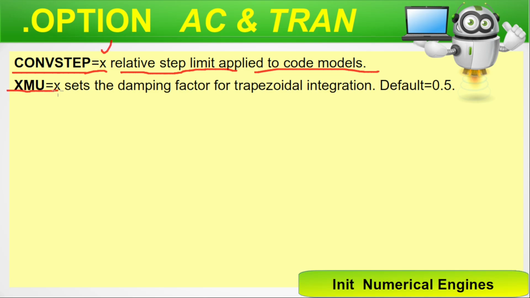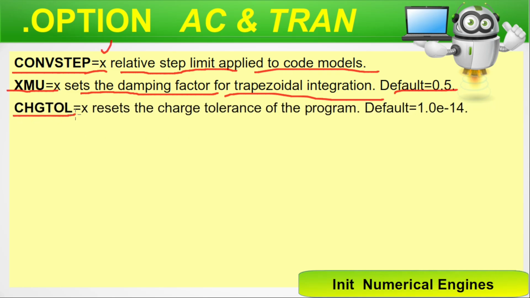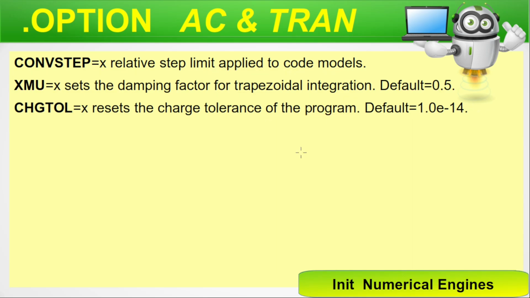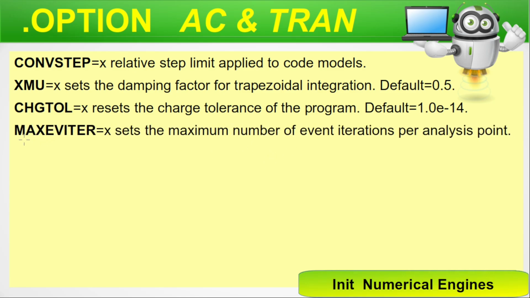Next is XMU equal to X, which sets the damping factor of the trapezoidal integration. These are all related to the numerical calculation. Default is 0.5. CHGTOL equal to X resets the charge tolerance of the program. Default value is this. These are more advanced options. You may not require them in the initial stages of your SPICE simulation. You may require them at some later point where you are doing a functional simulation. Next is MAXEVTITER equal to X, which sets the maximum number of event iterations per analysis point. It's very simple and straightforward.